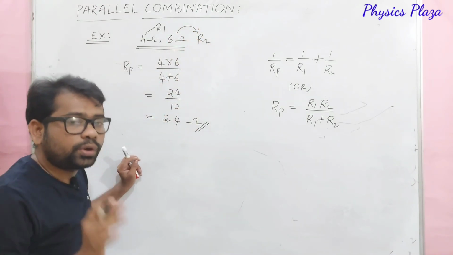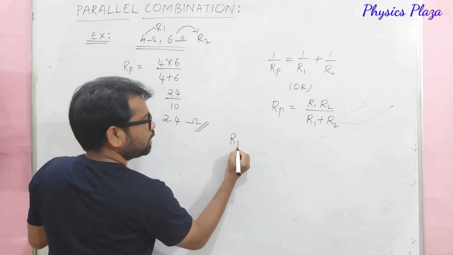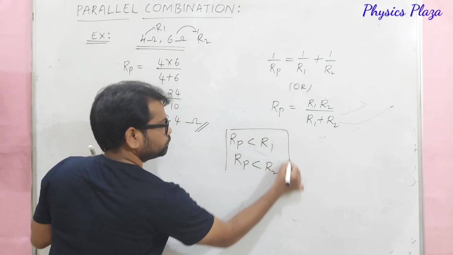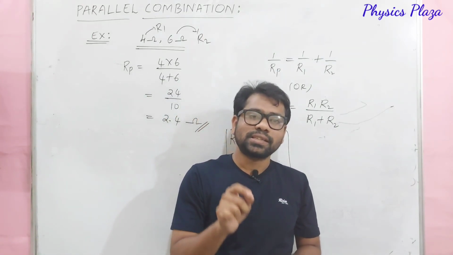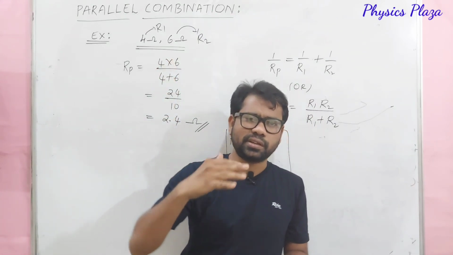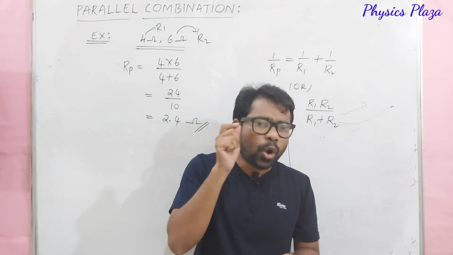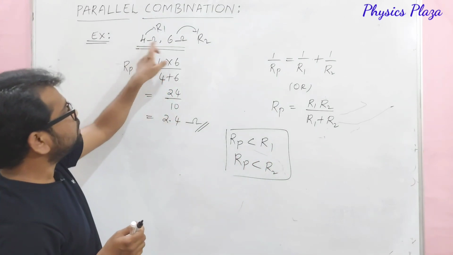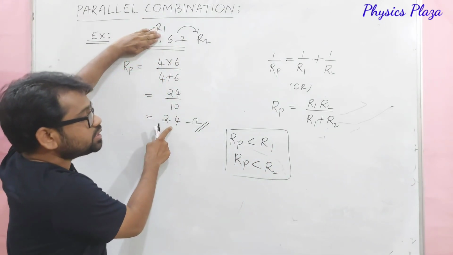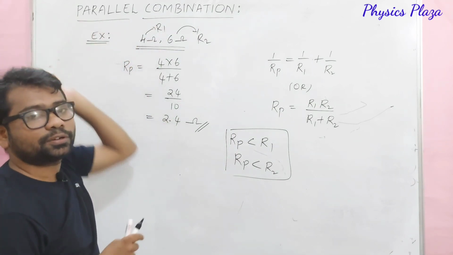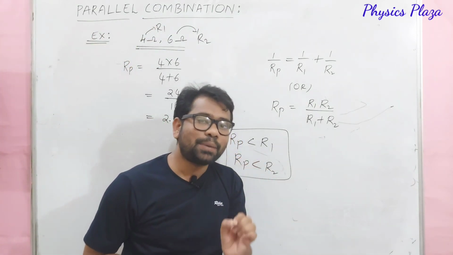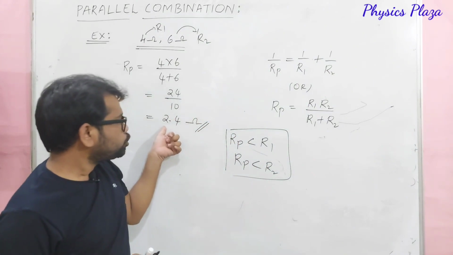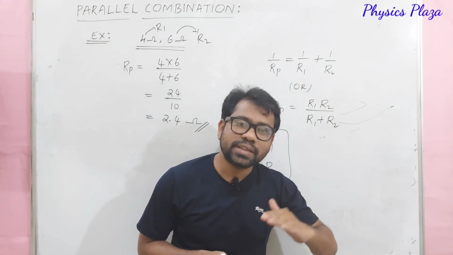So what we can notice here, dear children, is that Rp is less than R1 and Rp is less than even R2. Which means the resultant resistance in a parallel combination, whether you take 2 resistors, 3 resistors, or n number of resistors, is always less than the resistance of least value. For example, in this, 4 is the least value. So the resultant resistance will be even less than that value. Two resistors with 4 ohm and 6 ohm are connected, but the resultant resistance is 2.4, which means the effective resistance is decreasing.